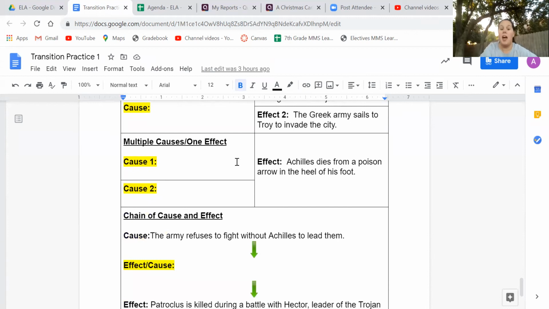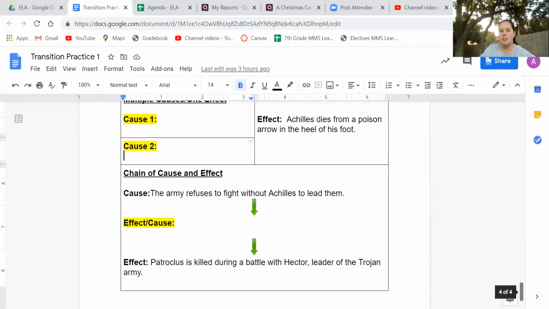Then you can also have two causes leading to the same effect. So Achilles dies from a poison arrow in the heel of his foot. Because what happens? Because of this and because of this. So I want you to do your best to fill those out, but I also want you to practice with this chain of cause and effect.